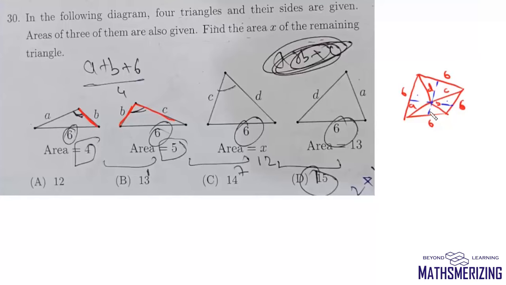Now we are given that the area of this first triangle is 4. Now for BC it is 5. Now for CD it is X, and for DA it is 13. So the sum of areas of the opposite triangles is 13 plus 5, and it must be equal to X plus 4. So basically the value of X must be 14, and that's your option C.